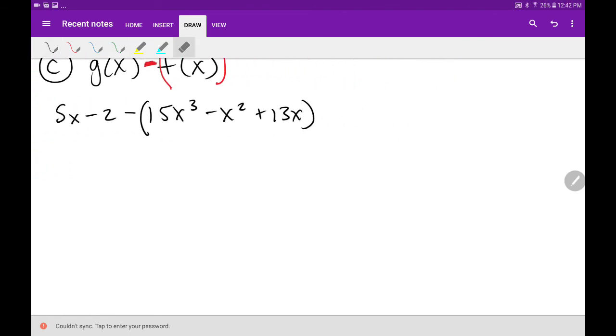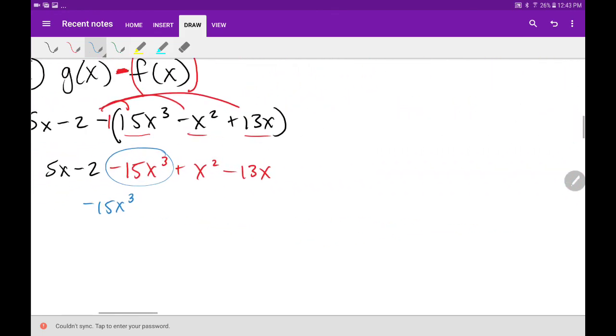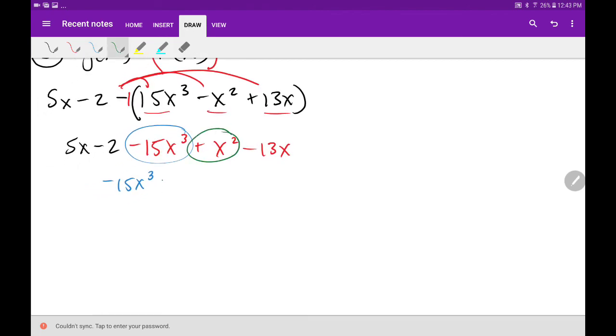So now what? Well, we have to distribute that negative 1. That means that all these signs are going to flip. Let me rewrite that. 5x minus 2 minus 15x cubed plus x squared minus 13x. And that's what makes this problem harder. Now we continue as before, just combining our like terms. So let's start from here. Negative 15x cubed, followed by plus x squared, followed by negative 13x plus 5x, which is minus 8x, and then the minus 2 at the end.